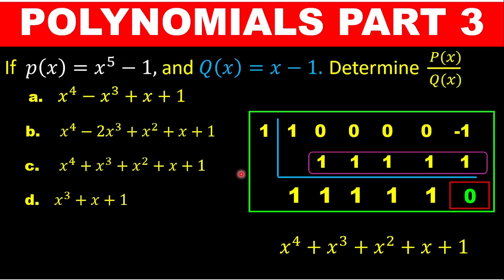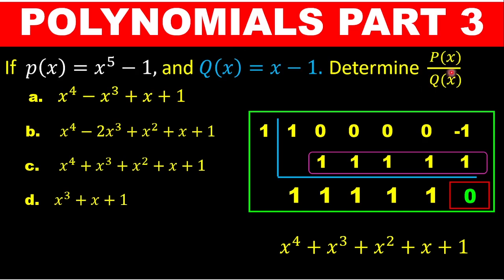So the first presentation is this. If p of x is equal to x to the power 5 minus 1 and k of x is equal to x minus 1, determine p of x over k of x. Certainly we are talking about the quotients, and so the diagram you see on your right hand side is what we are going to use in solving this. And if you understand in less than 5 seconds, you should be able to produce your answer. So let's look at the question.